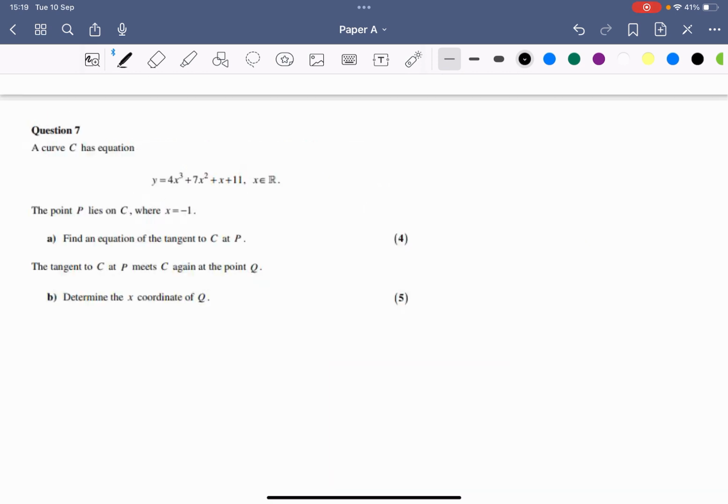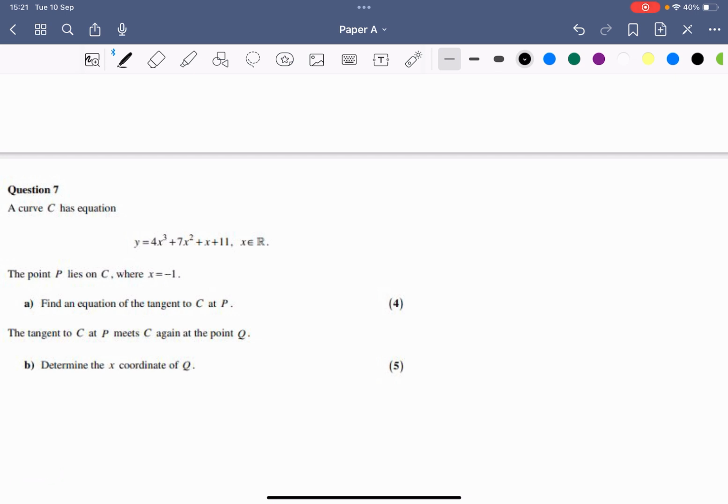Okay, so for question 7, we have a curve C which has the equation y equals 4x cubed plus 7x squared plus x plus 11. The point P lies on C where x equals minus 1. Find an equation of the tangent to C at point P.